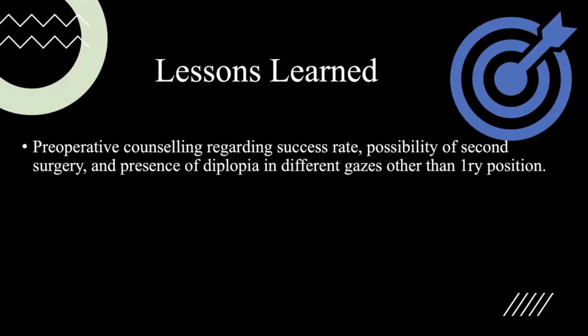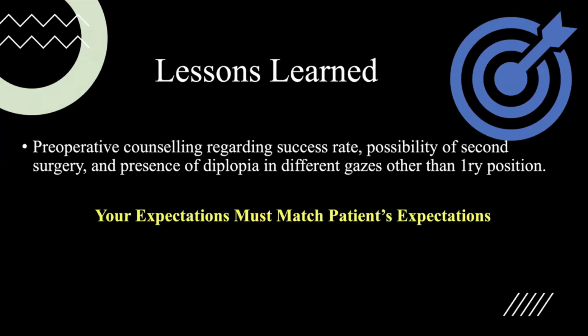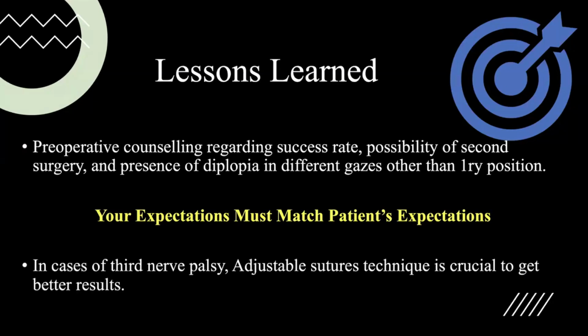So preoperative counseling regarding success rate, possibility of second surgery, presence of diplopia in different gazes other than the primary position. Remember, we cannot make this patient fuse in all the gazes. Mainly, we aim for binocular single vision in the primary position and the reading position. If we reach this point, that is the best outcome, and your expectations must match the patient's expectations. In cases of third nerve palsy, the adjustable suture technique is crucial to get better results.